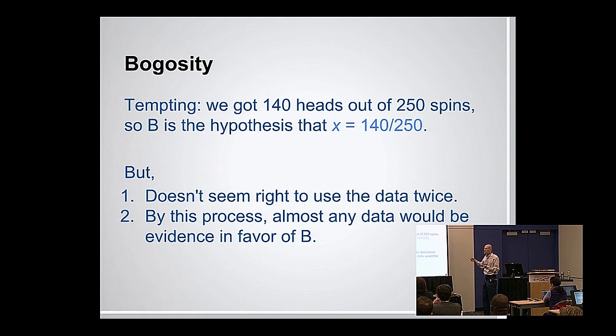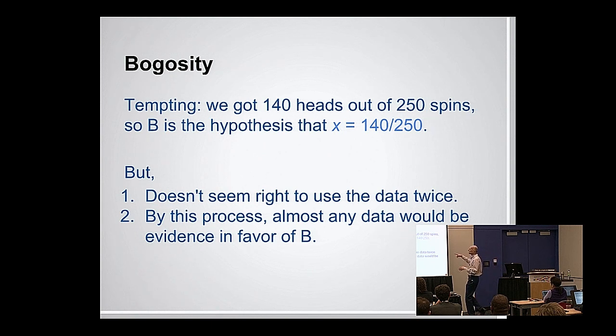So here's one way to specify what B means that is a total cheat. You can't do this. Okay? What you could do is you could look at the data and you could say, well, in the data set, it comes up to be about 56%, the 140 out of 250. So that's my hypothesis. When I say biased, I mean 56% heads. Now, good, let's compute posterior probabilities.